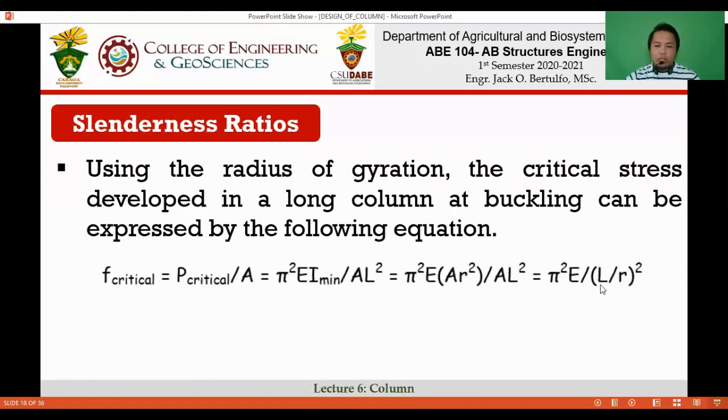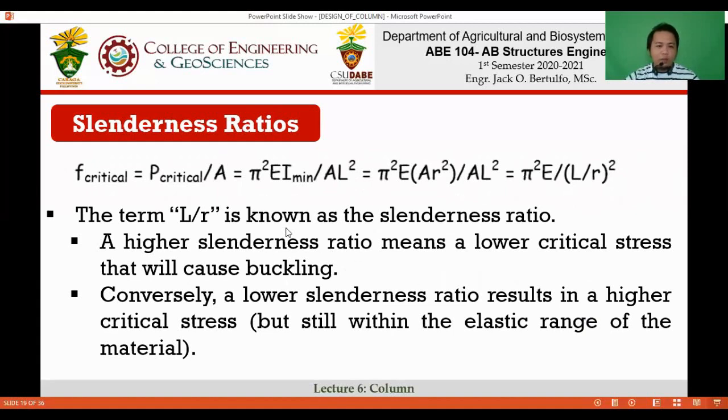Okay, notice this equation, class: this L over r. This L over r is what we call the slenderness ratio. A higher slenderness ratio means a lower critical stress that will cause buckling. Remember, a higher ratio means a lower critical stress that will cause buckling. Conversely, a lower slenderness ratio results in a higher critical stress, but still within the elastic range of the material.